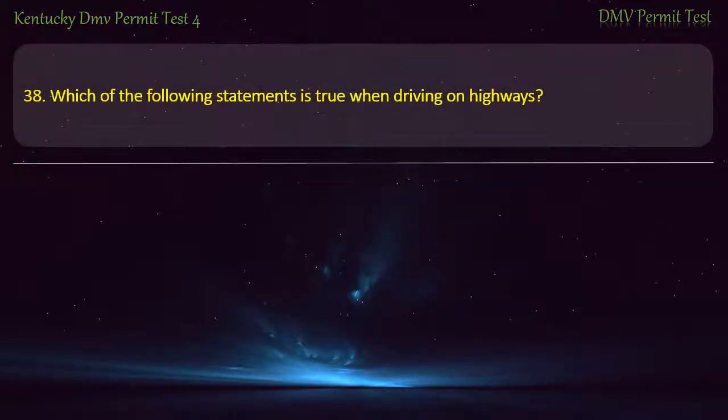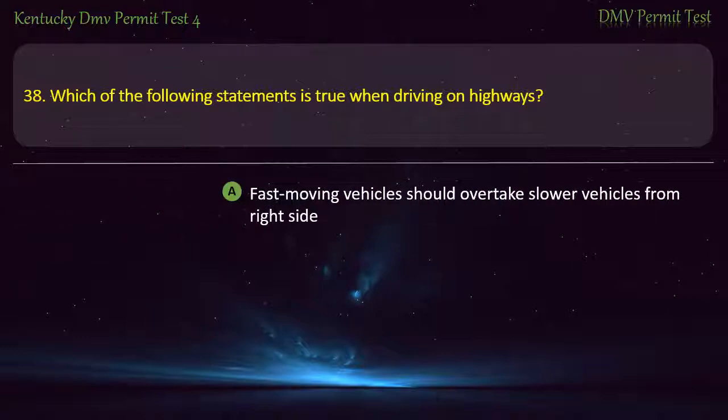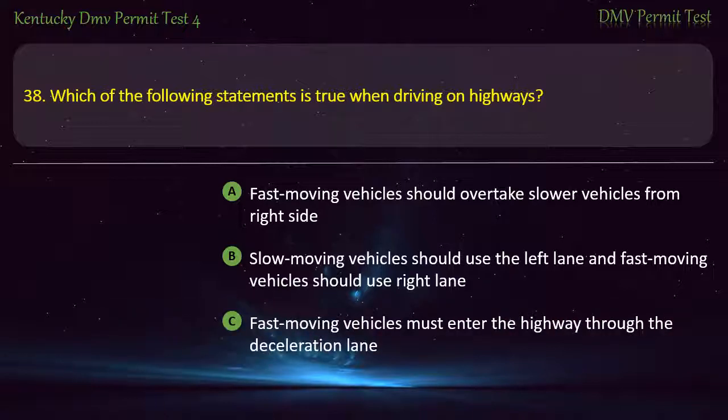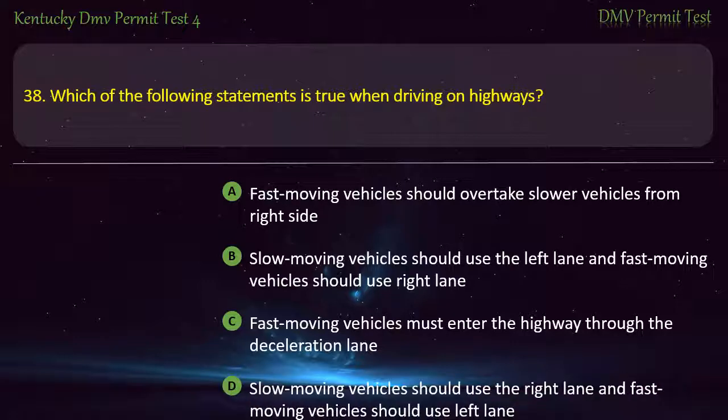Question 38. Which of the following statements is true when driving on highways? Fast-moving vehicles should overtake slower vehicles from the right side. Slow-moving vehicles should use the left lane and fast-moving vehicles should use the right lane. Fast-moving vehicles must enter the highway through the deceleration lane. Slow-moving vehicles should use the right lane and fast-moving vehicles should use the left lane. Answer. Slow-moving vehicles should use the right lane and fast-moving vehicles should use the left lane.